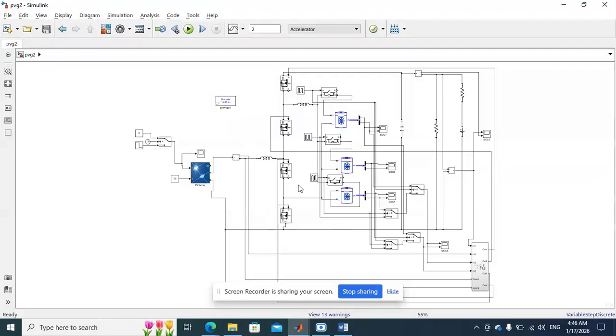So this is a single converter with three ports. One port is for PV, one port is for the battery, that is EV vehicles, and one port is for the DC bus or DC grid. Here we are using four switches. Based on these four switches, the modes of operation differ. So this is the working of the multiple port converter for EV applications with PV source.